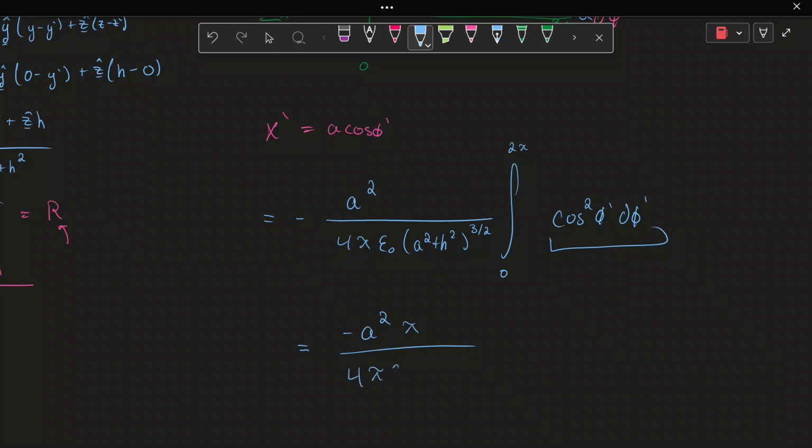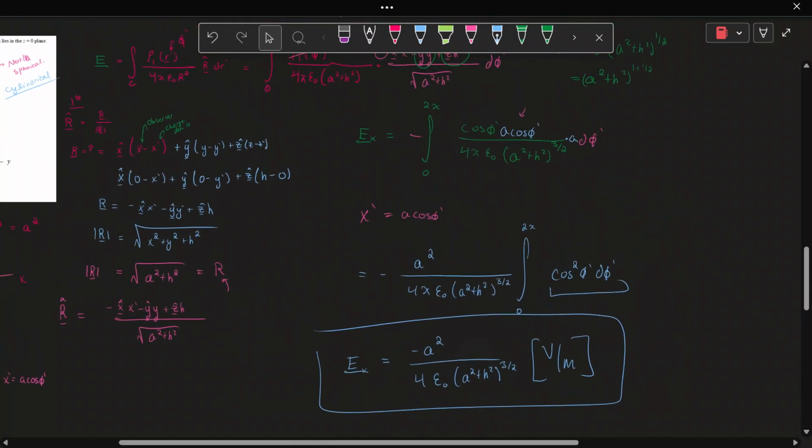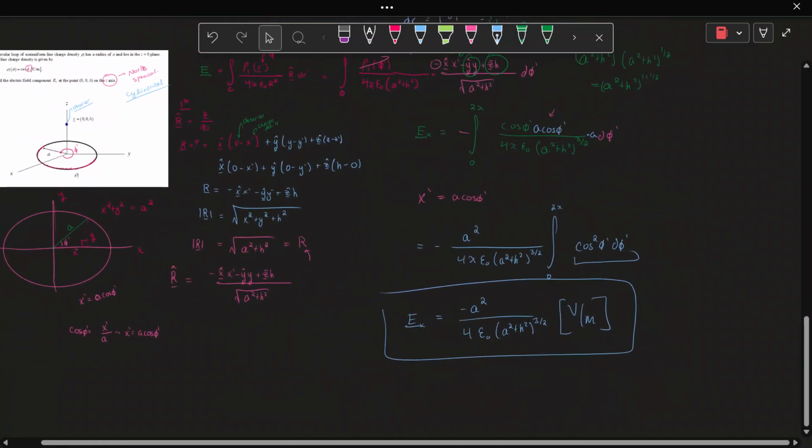Well, what do we know? We have a pi in the numerator and denominator, so we can then cancel them out. So they go away, and that's our answer. Move this over. That is the x component. Don't forget your units, volts per meter, because it varies with distance. All right, so that is our answer.